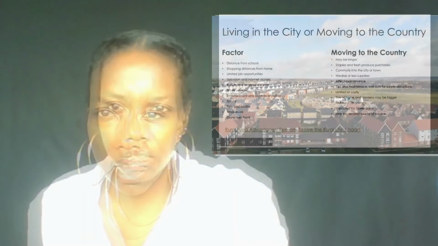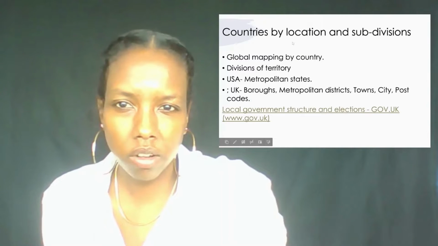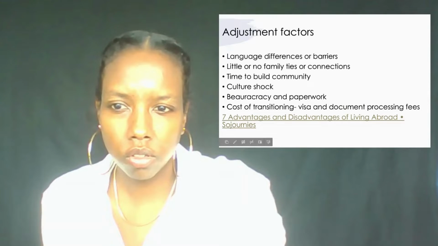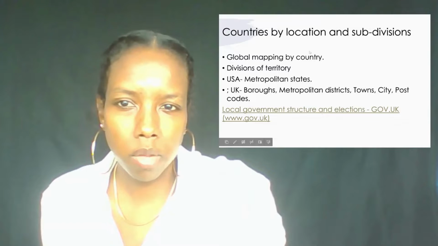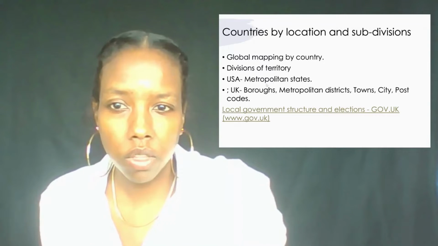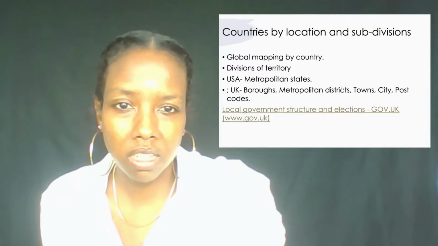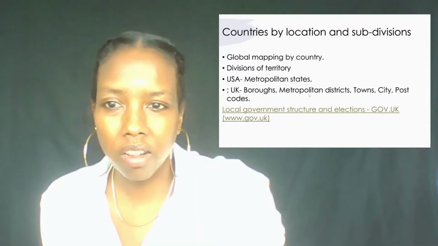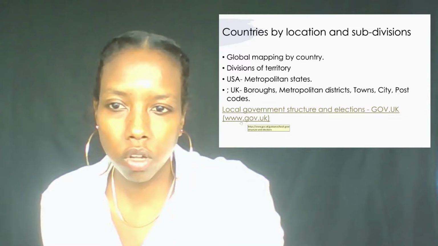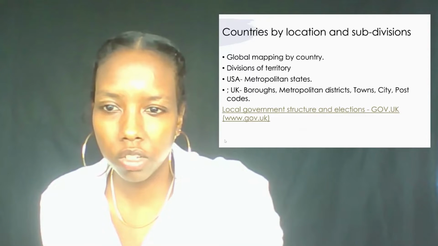So you want to look at your location from the viewpoint of, actually, let's go back a bit on these slides, you may want to look at the countries by location and subdivisions. So from the viewpoint of global mapping by country, look at the divisions of the territory. For example, in the USA, you may want to look at the metropolitan states. That's how it's divided. In the UK, you're looking at boroughs, metropolitan districts, the towns, the city, and by postcode. And you can check local government structure and elections at gov.uk, www.gov.uk, for more information.